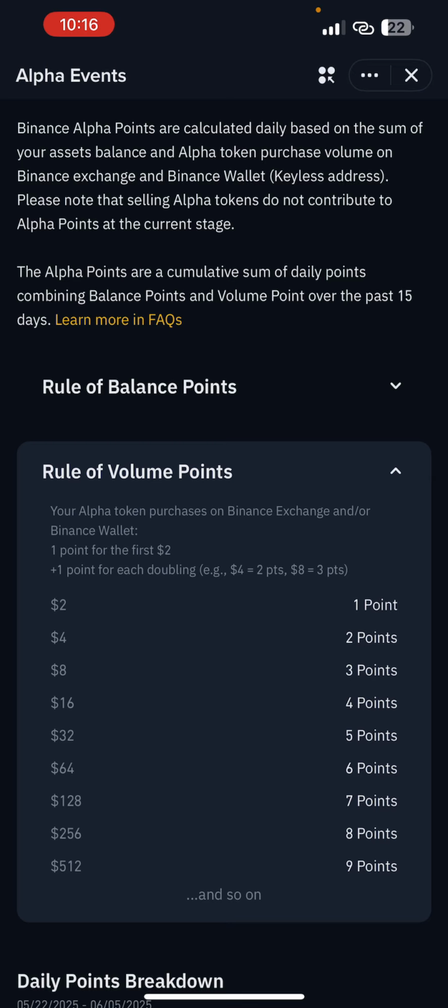Now it's important to mention at this point that it's only on your buy orders that you get points. So your total traded volume for the day is only calculated on your buy orders, not on the sell. Okay, this is very clear now.